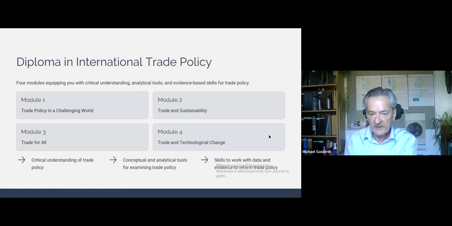So we have this diploma in international trade policy, which launched last September. The diploma is composed of 4 modules, and you can see the modules up on the screen: trade policy in a challenging world, trade and sustainability, trade for all, trade and technological change. I'll say a little bit more about each of those in a moment, and then I'll hand over to Pinar.